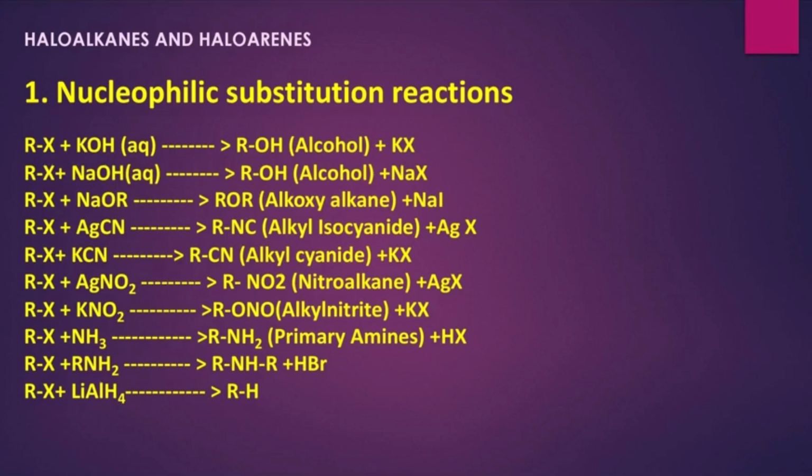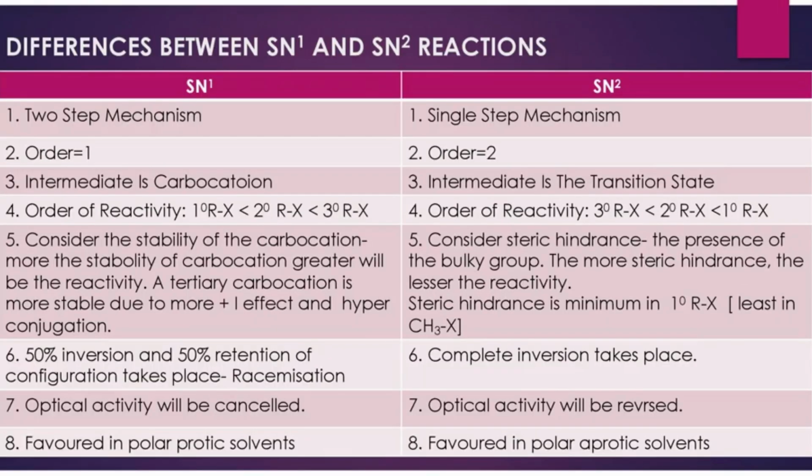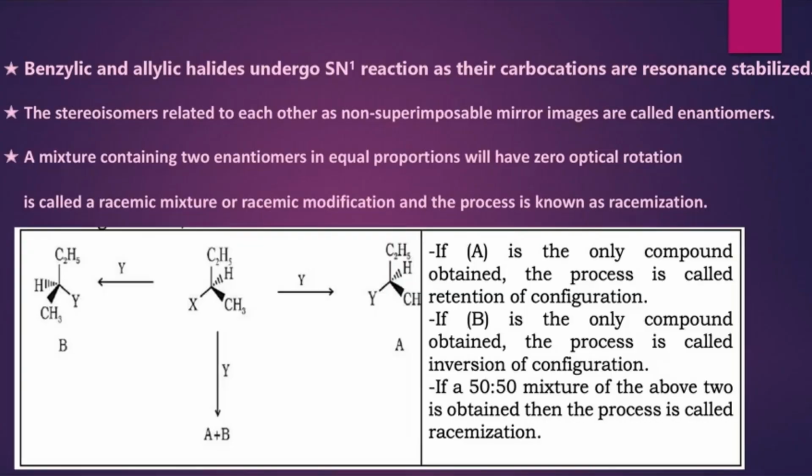Now, we have two types of nucleophilic substitution reactions, SN1 and SN2 reactions. The important differences are here. Then another important point is that nucleophilic substitution reactions happen in SN1 and SN2 reactions, but you should know the reactivity order. That is very, very important. One question you can expect is on the reactivity order towards SN1 and SN2 reactions.